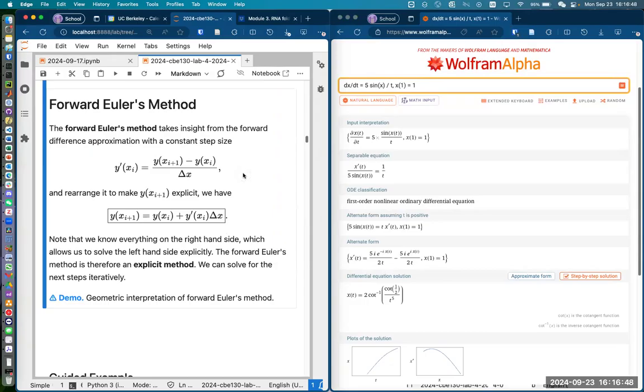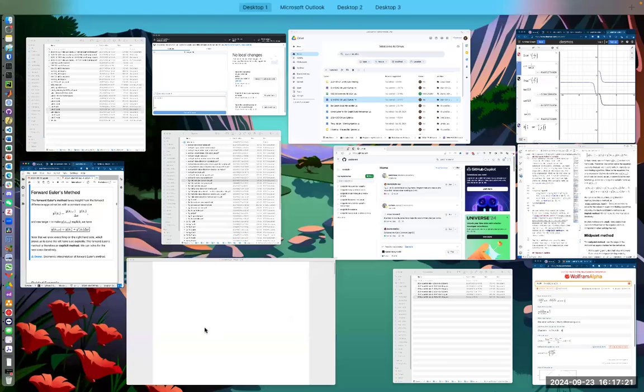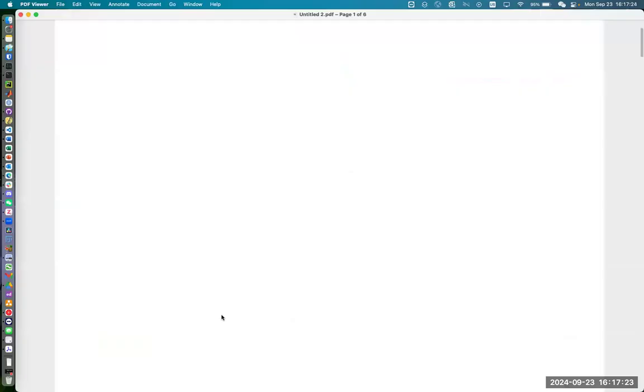The forward Euler method is the simplest method that we can use to solve ODEs numerically. It takes inspiration from the forward difference approximation that we learned in the last lab. The forward difference approximation comes from the approximation of the definition of the derivative. If we rearrange so that we get y of x i plus 1 on the left explicitly, we get y of x plus y prime of x times delta x. This should be very familiar to you if we look at it geometrically. Let's see if we can draw this.